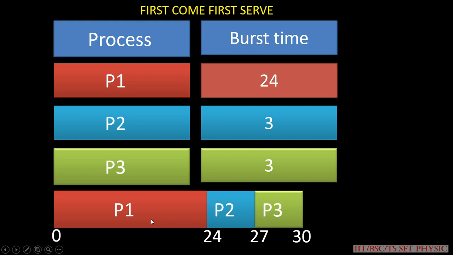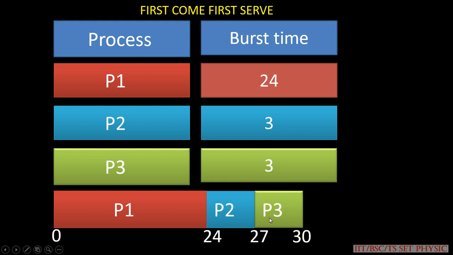In this process, P1 does not wait. P1 starts at 0 and no process is ahead of it, but P2 waits until the P1 process completes. P1 completes at 24 milliseconds. That means the P2 waiting time is 24, and the P1 waiting time is 0.